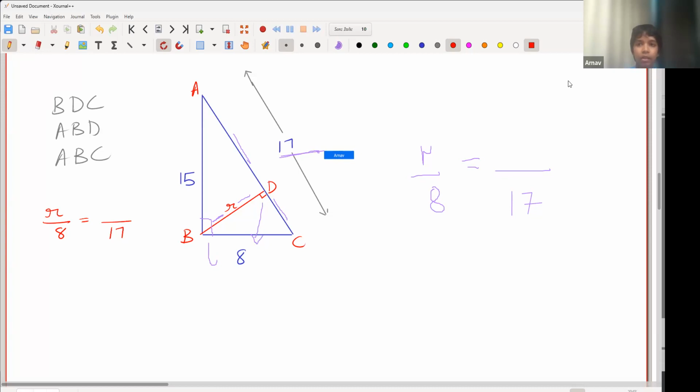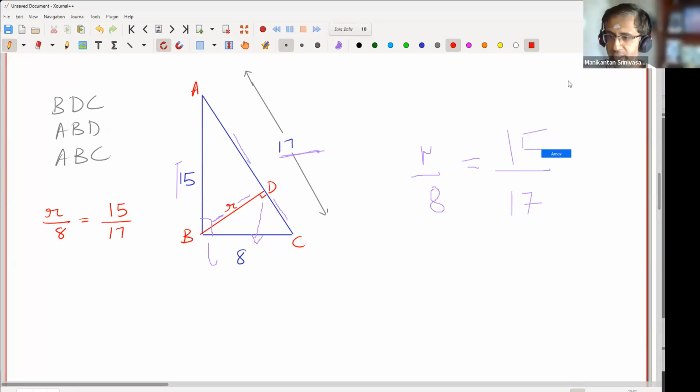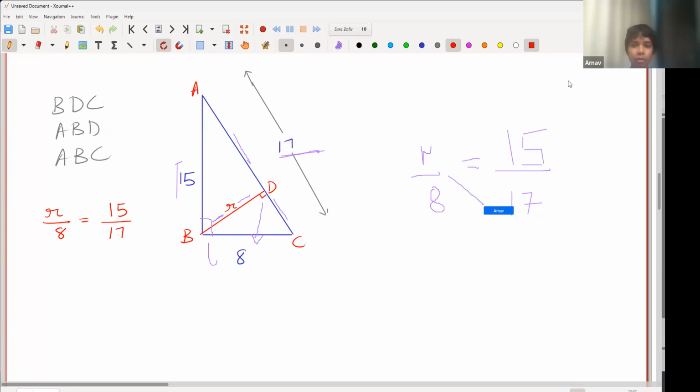And then we need to get our medium side. So what would our medium side be? This one, AB. And we can see the lengths 8, 15, and 17. So 15 is our second longest side, so we take 15 as our numerator. Does it make sense, Neve? Yeah, I understand. Very well explained, Arnav. And now we can just cross multiply and get R.